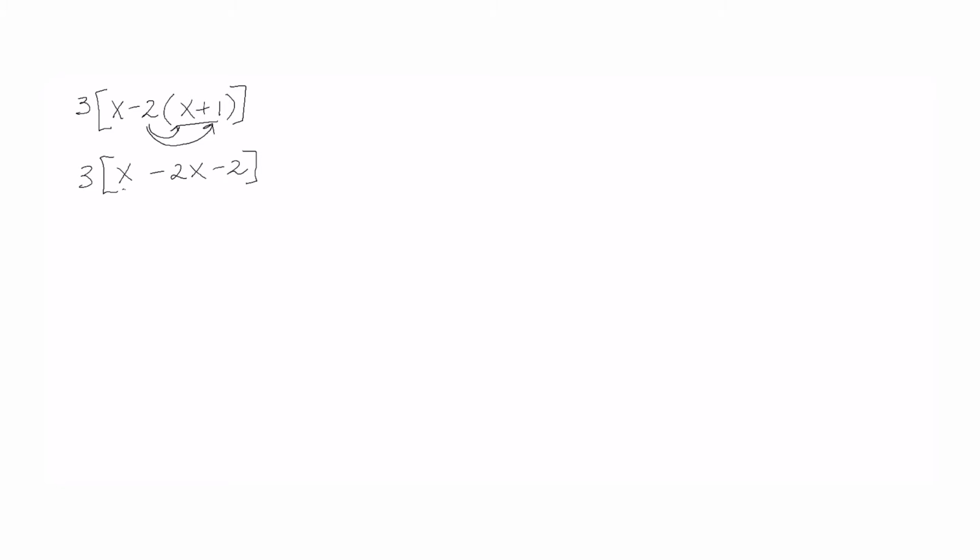So now we can combine the x and the negative 2x because those are like terms. So that's going to give us negative x minus 2 inside of our bracket. So now let's distribute the 3 to each one of those elements. So that's going to give us negative 3x and then minus 6. Okay, let's take another example.